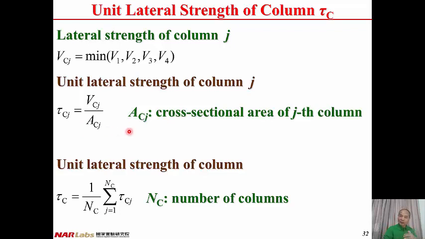Then we repeat this process for different columns, so that we can have the average one. That means the summation from J equal to 1 to NC, where NC is the number of columns, of tau Cj, and then divided by NC, then we can have tau C, the average unit lateral strength of column. That's the lateral strength per unit floor per unit cross-sectional area of the column.